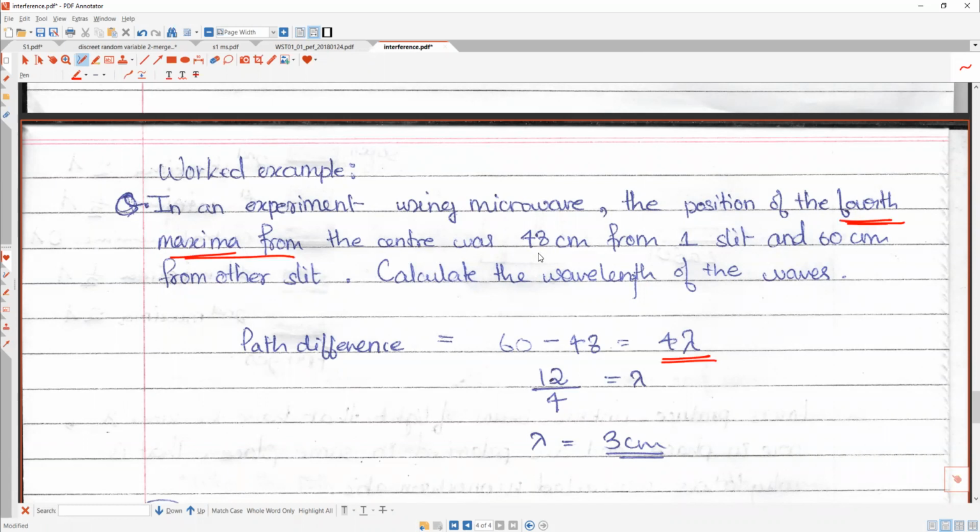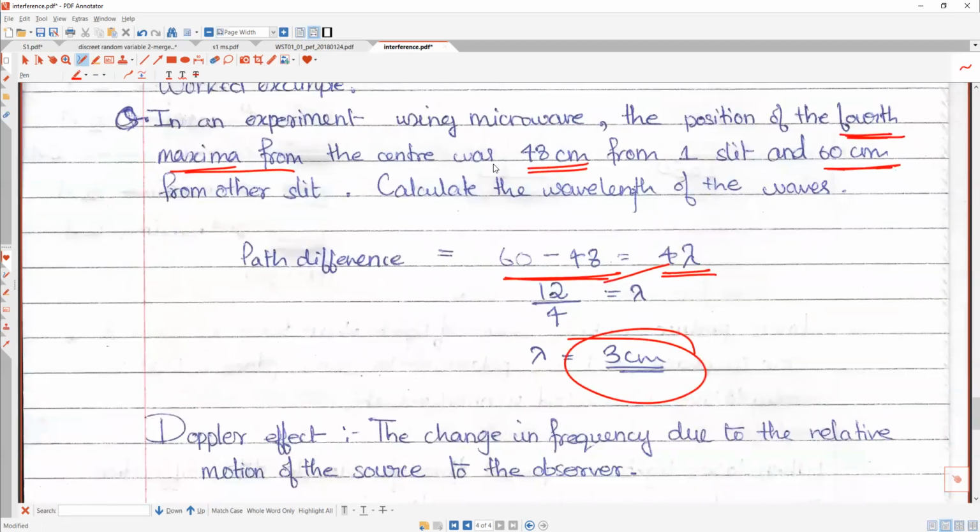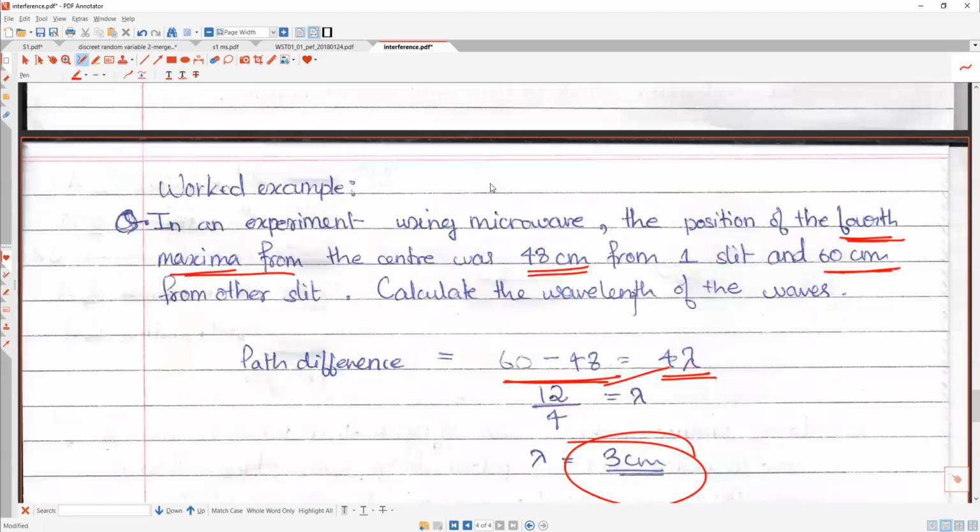From the center, how much was it? 41 centimeter and 60. What's the path difference? 60 minus 48, because I already showed you the path difference formula on top: S1P1 minus S2P1. Calculate the wavelength. So we know 4 lambda. Lambda, sorry, 4 lambda equals this, so lambda is what? 3 centimeter. Everyone clear with this? Online, everyone clear? Understood. I can hear Galip. Yes, understood.